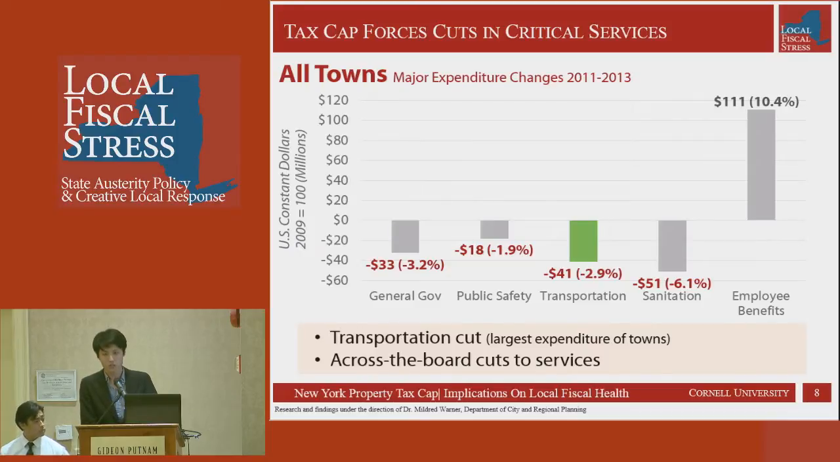Transportation is a very important expenditure component for towns and is also a key element of local economies. But you can see it's cut by 3%, or $41 million, in towns. And towns also cut their second largest piece, sanitation, by 6%, or $51 million. So how can we maintain our water and sewer system under these cuts?